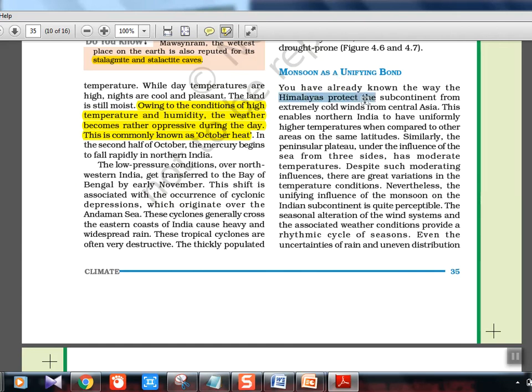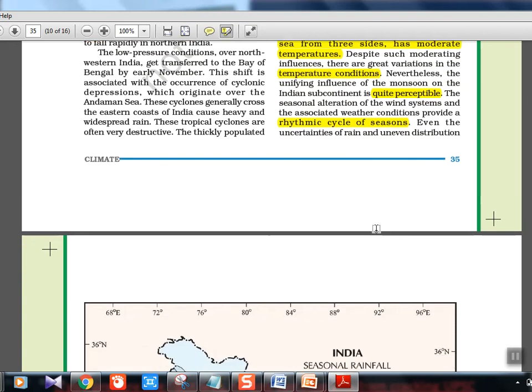So Himalayas protect the subcontinent from extremely cold weather, you know. This enables North India to have uniformly high temperature when compared to other areas of the same latitude. Similarly, the Peninsular Plateau, under the influence of the seas from the three sides, has moderate temperature. So they are telling about the unifying thing, how Himalayas act, how plateaus act. Despite such moderating influences, there are great variations in the temperature conditions. Nevertheless, the unifying influence of the monsoon on the Indian subcontinent is quite perceptible. The seasonal alteration of the wind systems and the associated weather conditions provide a rhythmic cycle of seasons. Because the monsoon is coming in between, it will give a proper rhythmic cycle to the seasons, like hot, then rains, then winter, then again hot. So that cycle is maintained because of the monsoons.